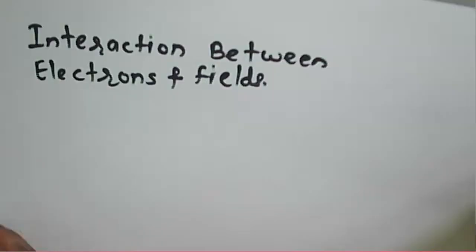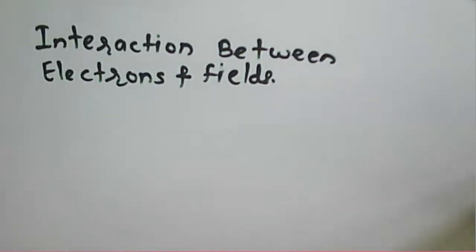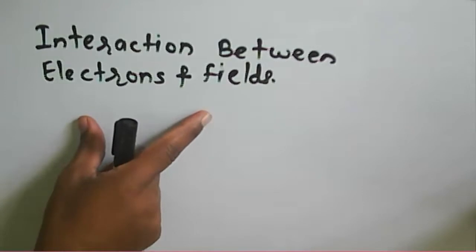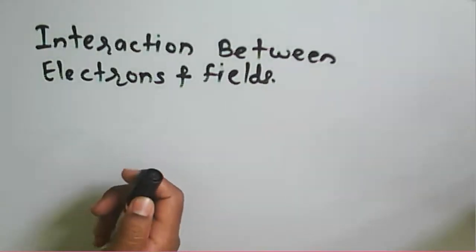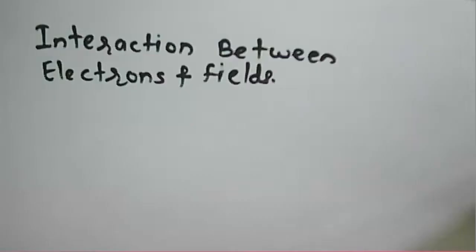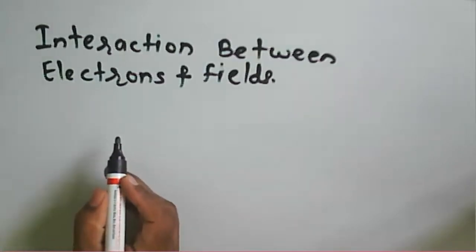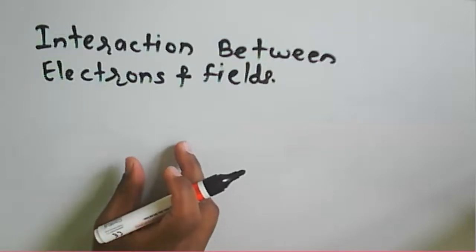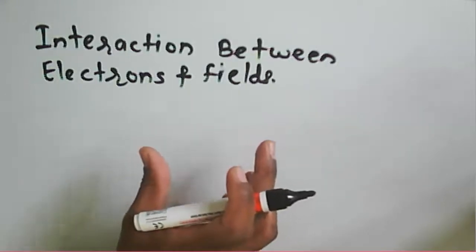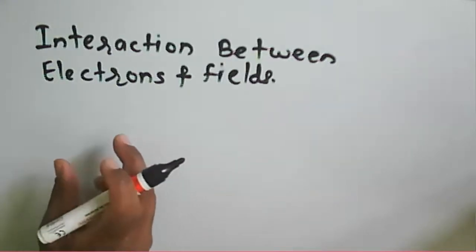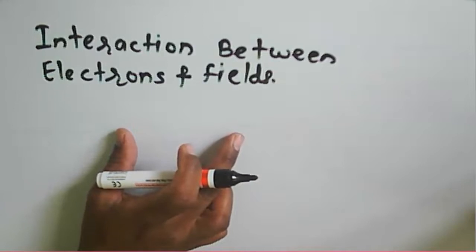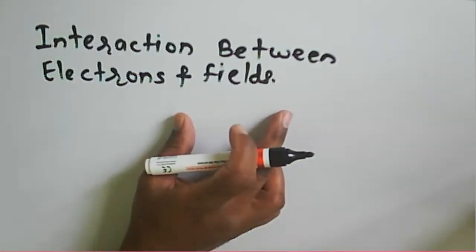Today we will learn about the interaction between electrons and a field. In this topic, we will learn about the interaction between an electron and an electric field and a magnetic field. Now we consider the motion of an electron in a field, where that field is the electric field. What happens to this electron there? The same we learn when we move the electron in a magnetic field. So now we will talk about the motion of an electron in an electric field as well as a magnetic field.